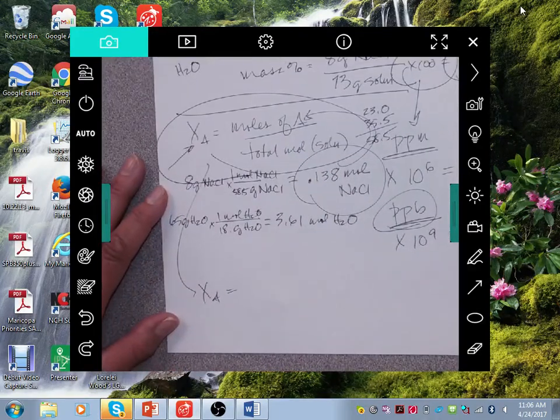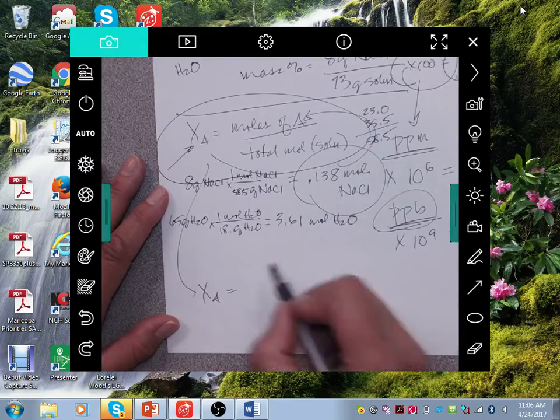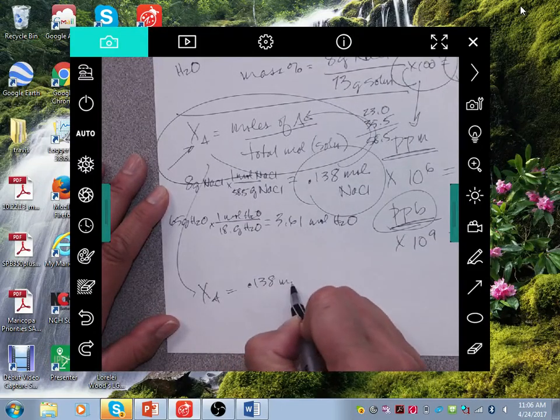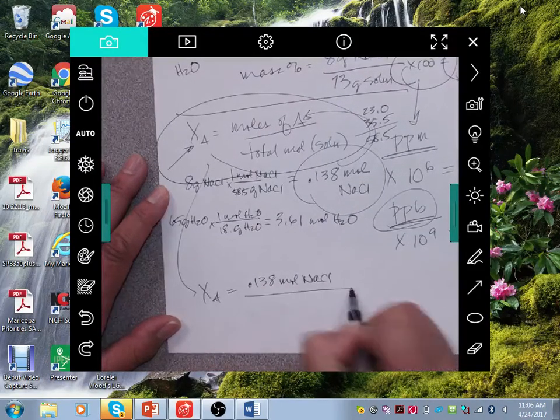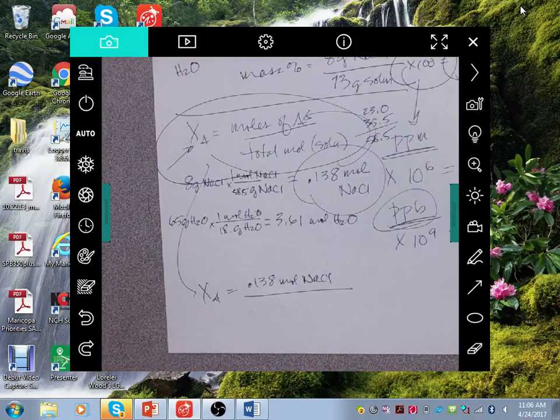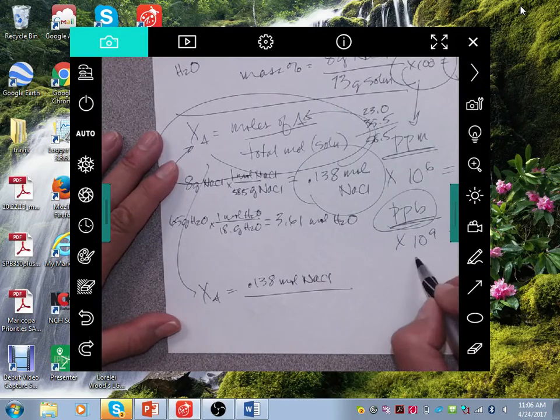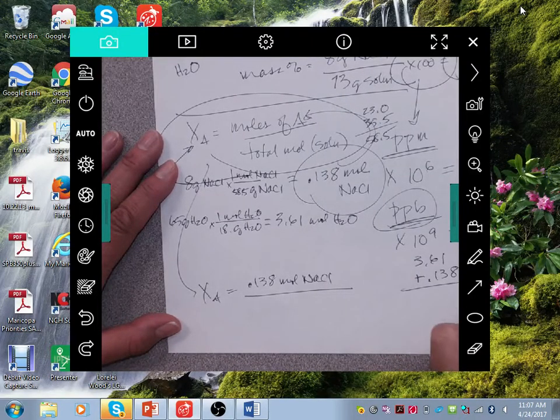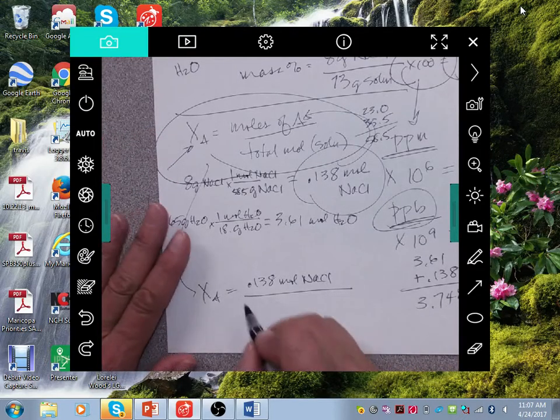All right, so now if I'm going to calculate my mole fraction, what's the number that's going to go on top? 0.138 moles of my sodium chloride divided by, now be careful on this one, what am I dividing it by? So I've got to take the 3.61 plus 0.138, right? I need the total moles in the whole solution, 3.748.